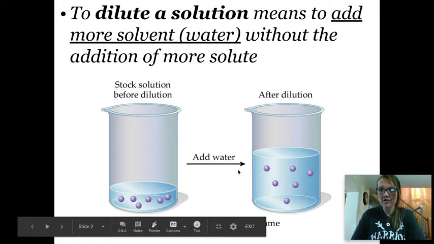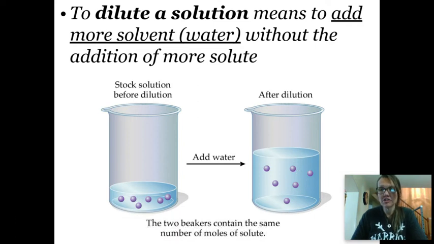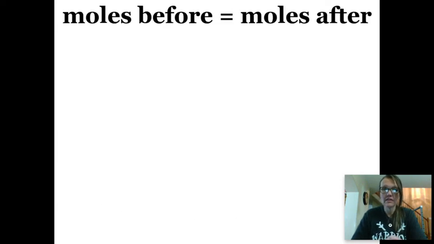We add water and notice that the 6 same molecules are there. So the solute did not change at all. The amount of solute, the moles of solute, did not change. All we did was add water. Okay, and that idea is very important for you to understand. The moles of the solute before is the same as the moles of the solute after the dilution. So the moles before is equal to the moles after.